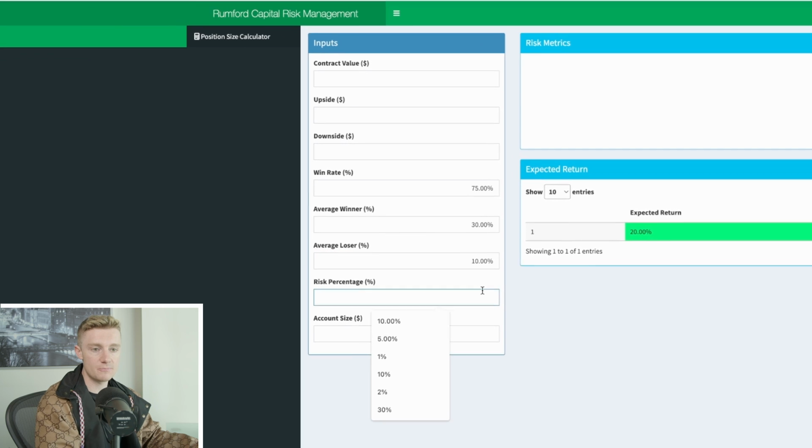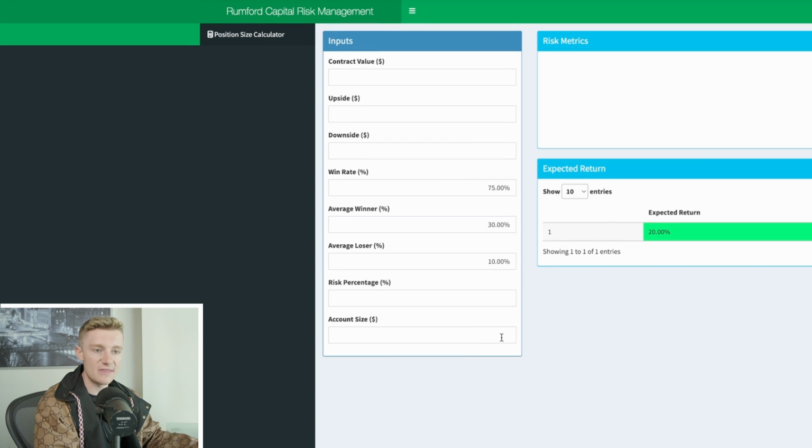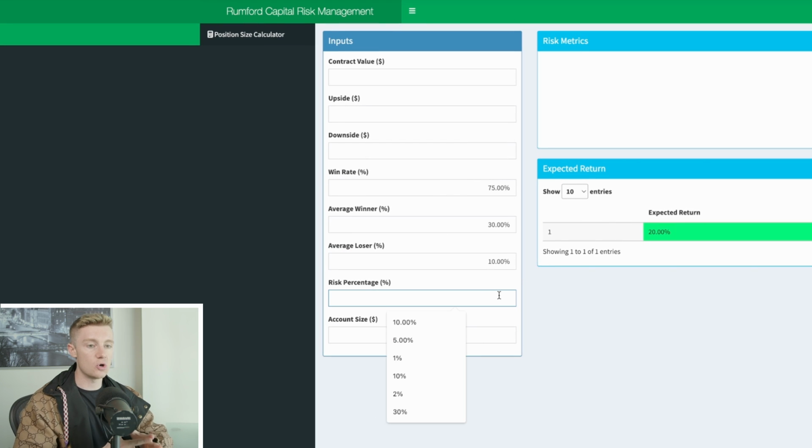Now, the other two variables that are specific to the trader using this tool are the risk percentage, followed by the account size. The risk percentage, or RP, is essentially how aggressive that individual is in their trading. How aggressive do you want your winners to be? At the same time, how big will your losers be, right? Based off of your performance.